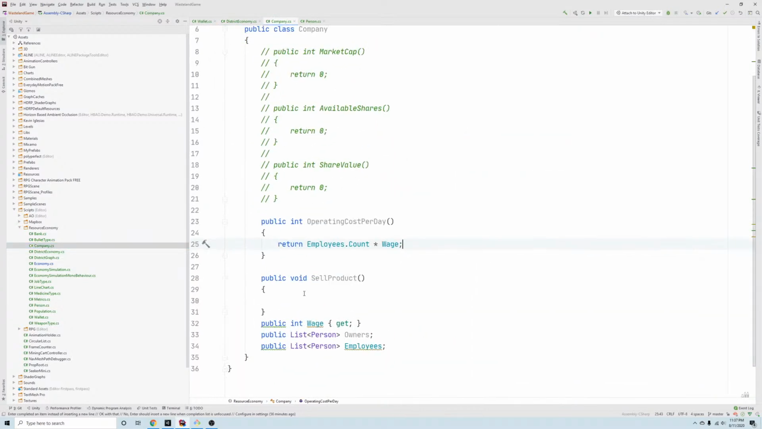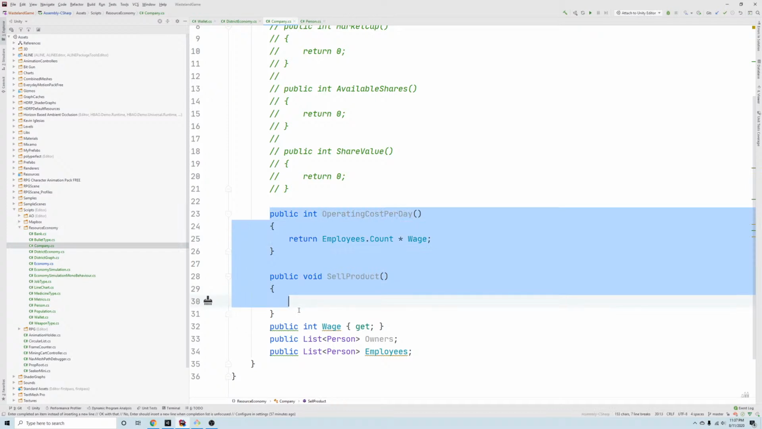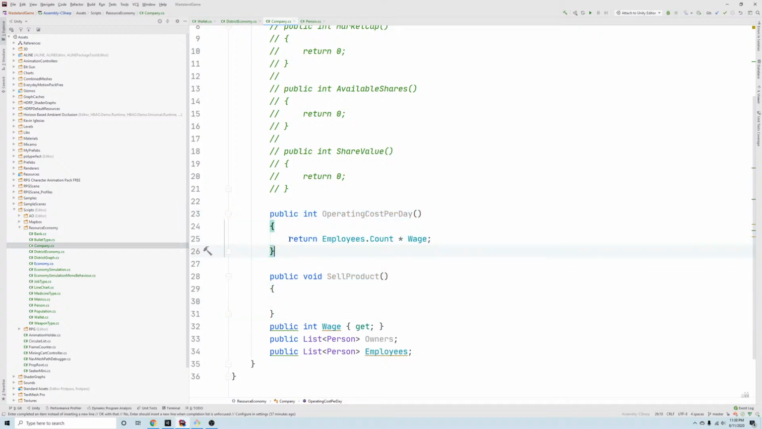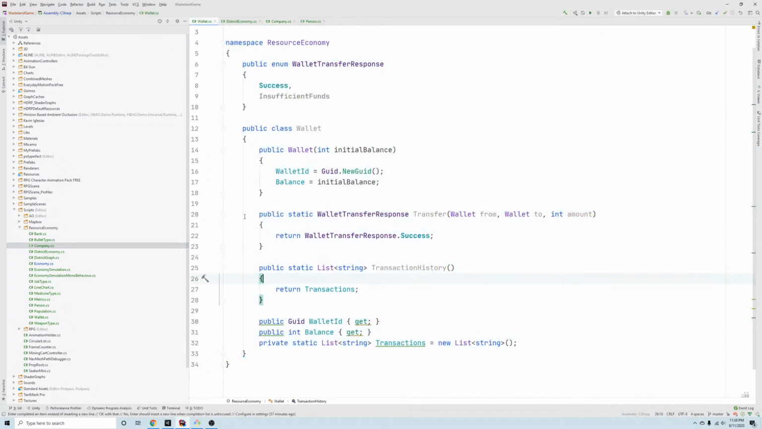And a company will probably be able to sell a product, but also have operating costs, which will be the wages for the employees that they currently employ. So if this all works, everything should be handled by this wallet class. All money should move through this, and money shouldn't come out of thin air.